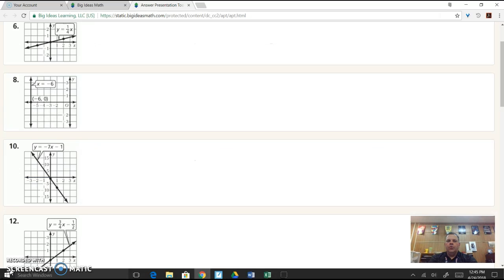Here are the answers to Monday's homework. Please check your answers for your graphs and know that there are 3 points used in this one right there, in this one right there, and we have 3 also here. Your points may be different than mine. Please check your answers to these problems now.